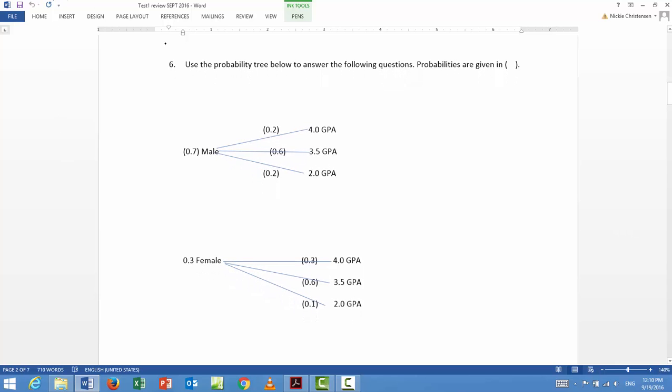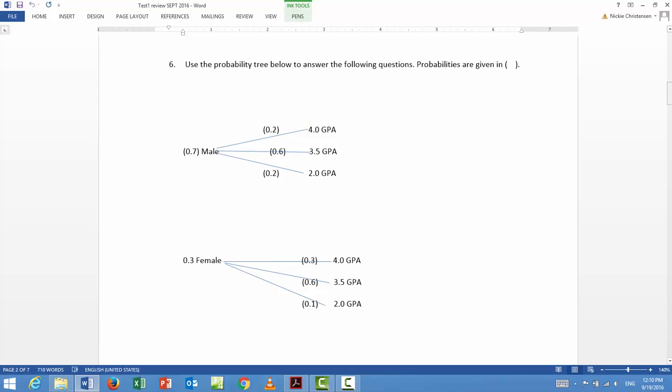So you could imagine that I surveyed my students. 70%, or 0.7, of my students were male and 30% were female. Of the male students, approximately 20% had 4-point GPAs, approximately 60% of the males had 3.5 GPAs, and approximately 20% had 2 points. And the same goes for the females, the same line of reasoning.